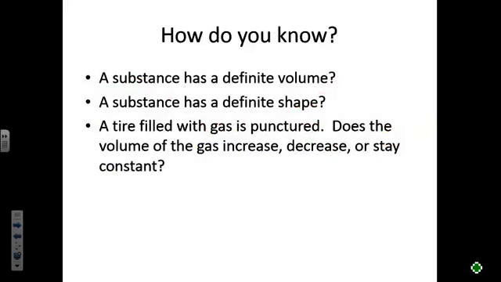So, how do you know a substance has a definite volume, has a definite shape, and then here's this tire, it's filled with gas, and we put a hole in it. It's punctured. Does the volume of the gas increase, decrease, or stay constant? Take a moment, stop the video, write down your answers, and then restart it when you're ready.